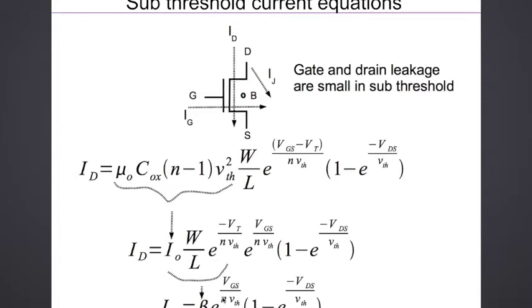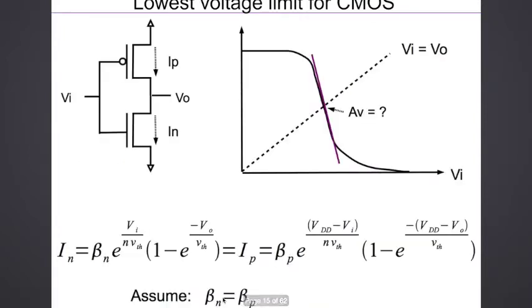By upscaling the size or reducing the threshold voltage, you can increase the drive strength of the transistor. Now, to calculate the lowest voltage limit, we look at the intersection of this 45-degree line with the DC transfer curve, and we ask the question: what is the gain at this point?